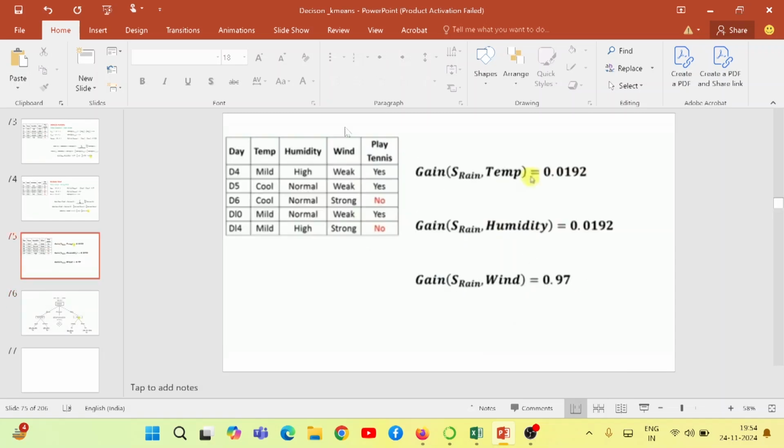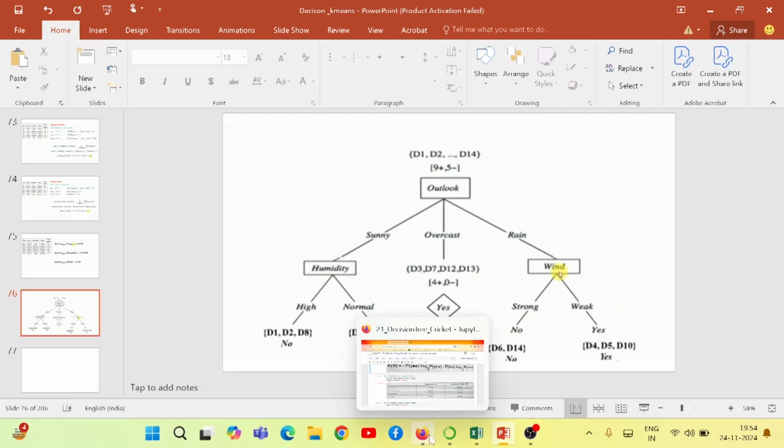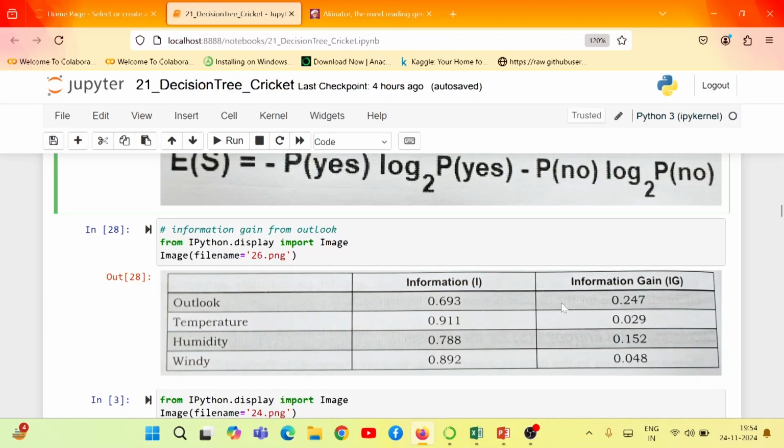Now see, in the wind there are only 2 options, either weak wind or strong wind. If the wind is strong, there is no chance of playing the match. In case of weak wind, yes options are there. So obviously this will become a leaf node. So this is the overall tree, and based on that we have to take the decision, right? So with this idea, we can come back over here. This is how information gain will help us to build the decision tree.